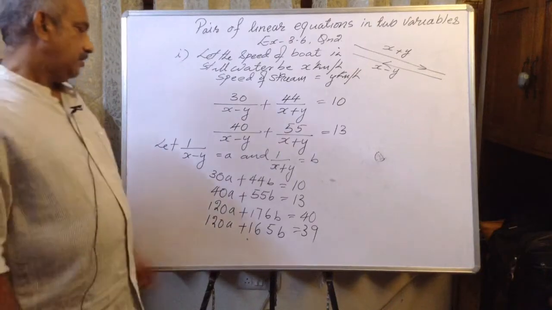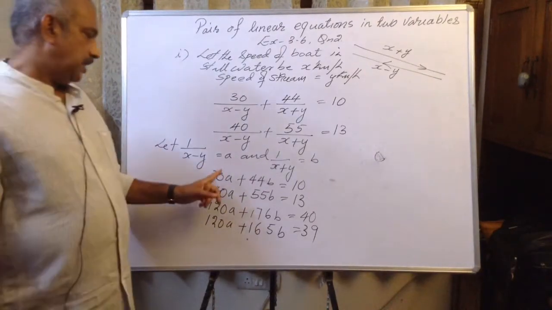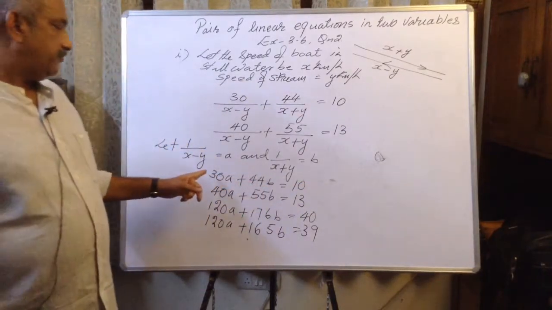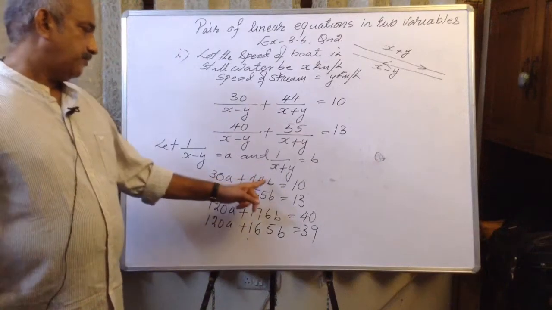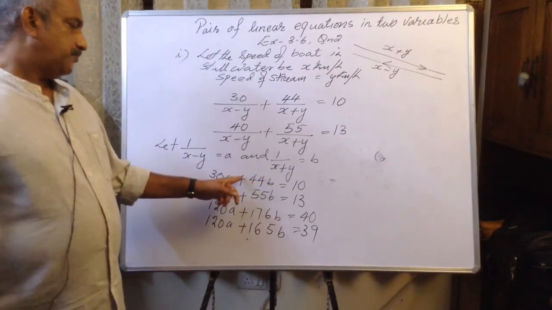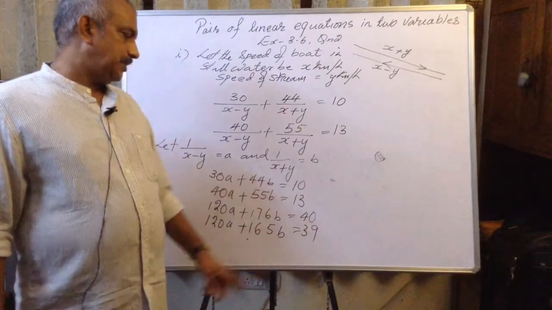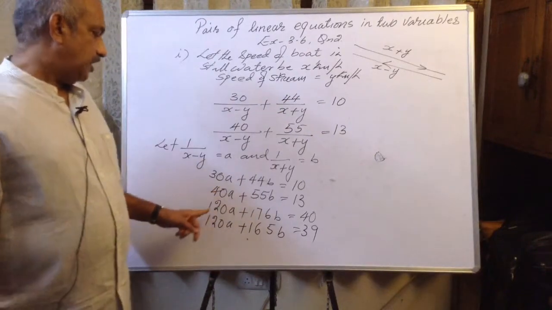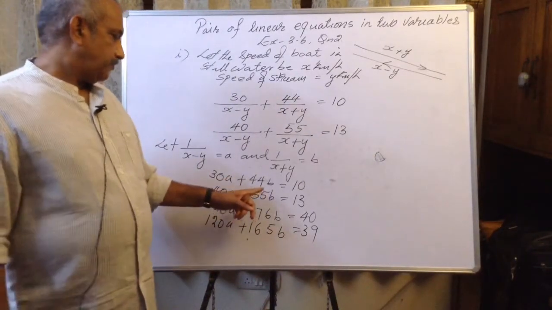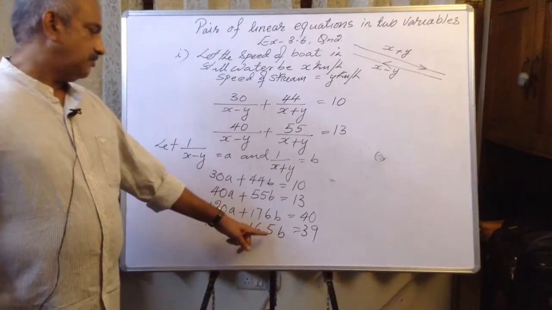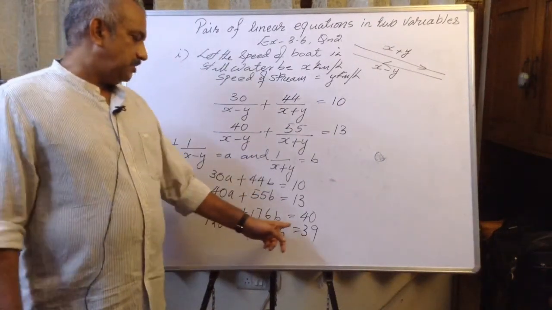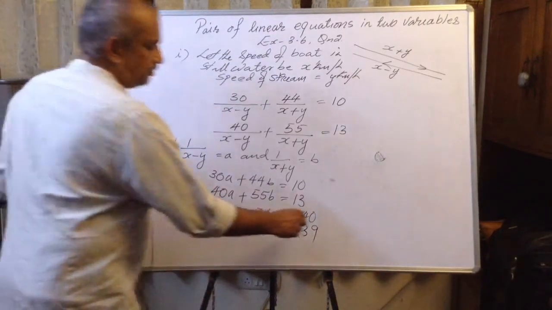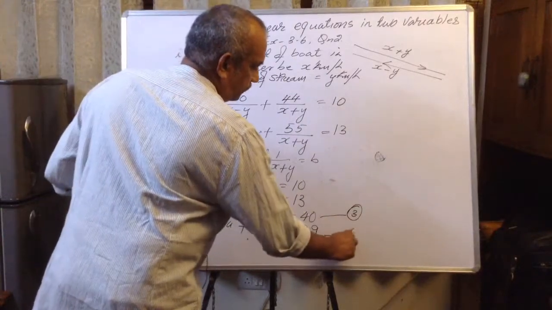See once again, LCM of 30 and 40 is 120. So throughout this I'm multiplying by 4. 4 3s are 12, 120a. 4 44s are 176b is equal to 4 10s are 40. And here throughout I am multiplying by 3. 40 3s are 120a. 3 55s are 165b, then 13 3s are 39. So I'm going to keep it as equation 3 and 4.